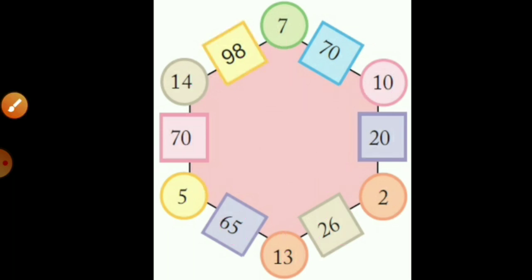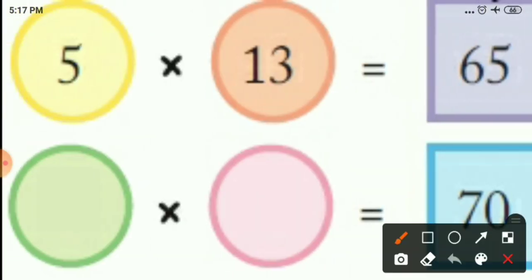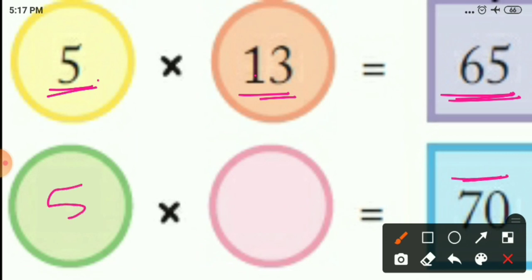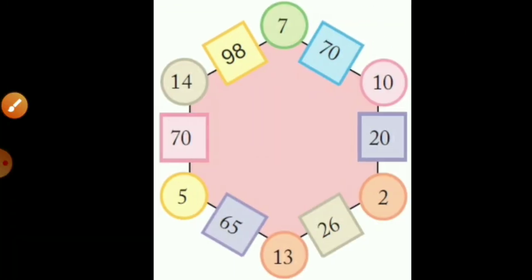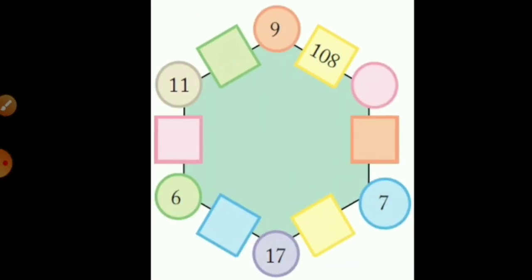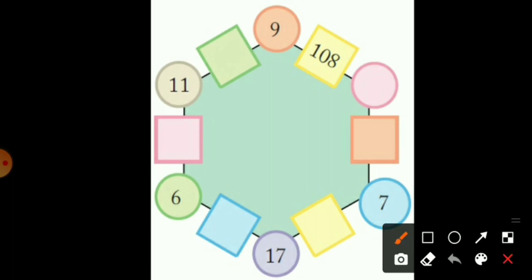So what is the rule? Here you can understand. If you multiply the circles, 14 and 5, you will get the product in their box. Here we have 70, so it's very easy. 5 into 14, you will get 70. Now let's come to the question. Here we have a blank hexagon. Here you can see some blank circles and squares. So let's complete this hexagon using the same rule.